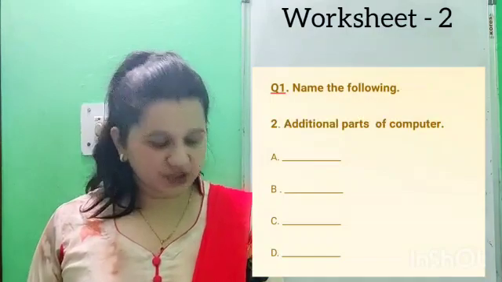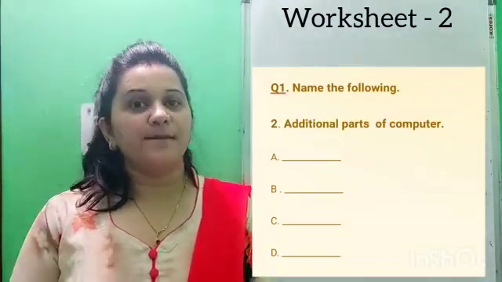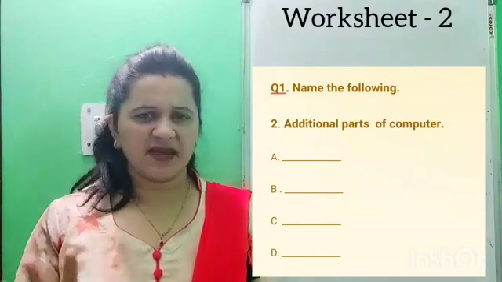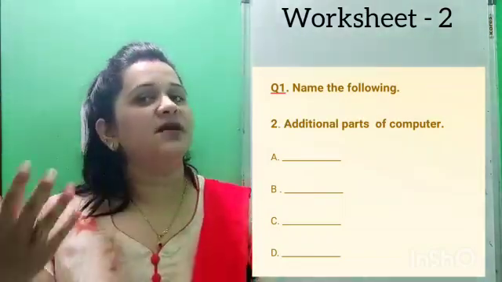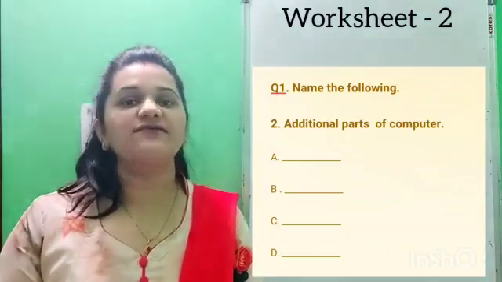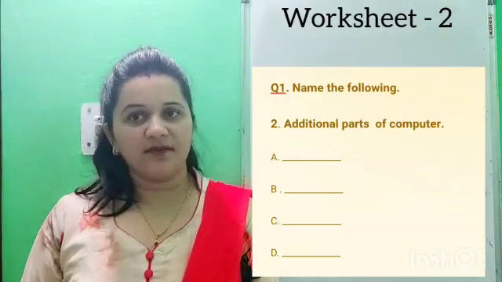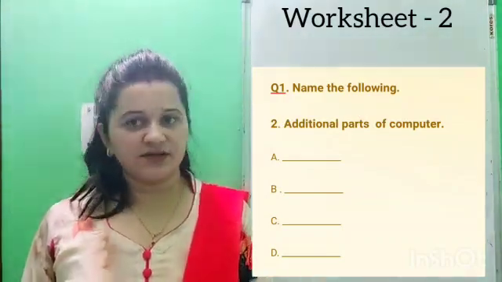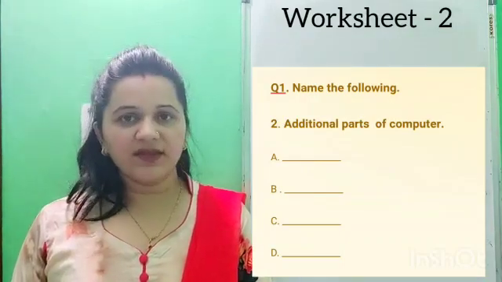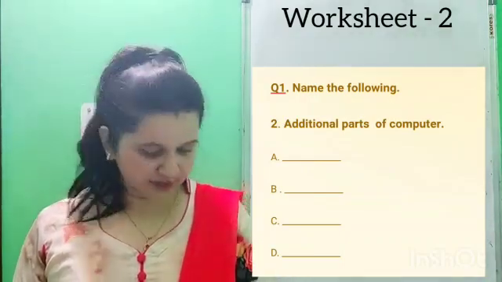Now the second question, additional parts of computer. Now computer has many parts, out of which some are main parts and some are additional. So here you have to write down the additional parts apart from the main parts. Write down any 4 additional parts of computer here, and in the spaces given below, in the same way you have to do in your notebook.